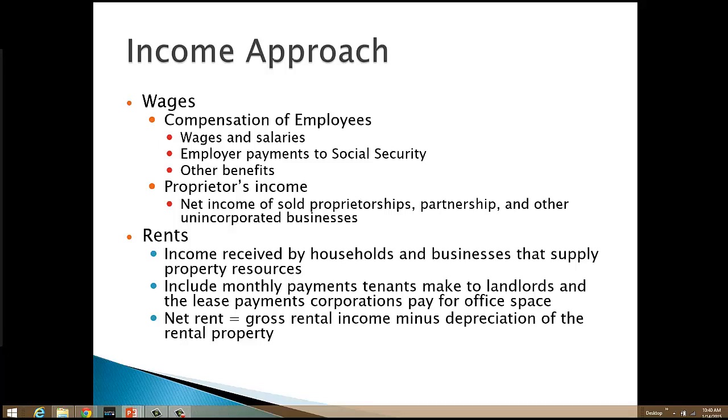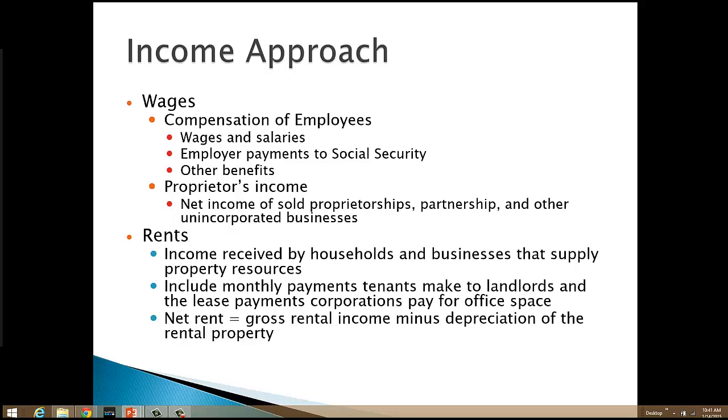Beginning with wages, these include both the compensation of employees and also something we call proprietor's income. Compensation of employees includes all wages and salaries paid to employees. It also includes employer payments into the Social Security system and payments into private pension funds, healthcare, and other employee welfare type funds. It also includes an imputed value of vacation and sick time. Proprietor's income is simply income from small business.